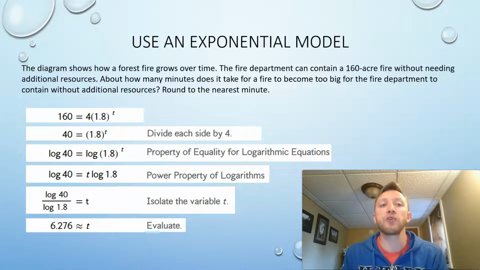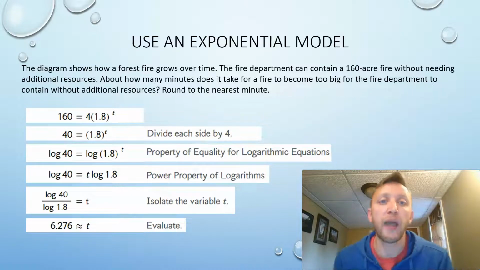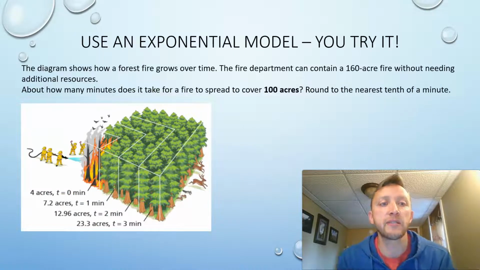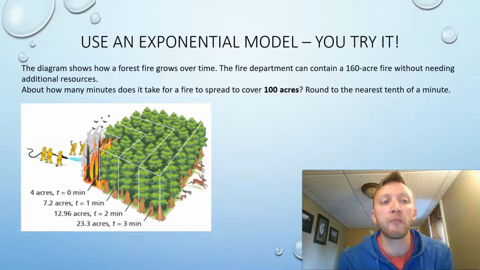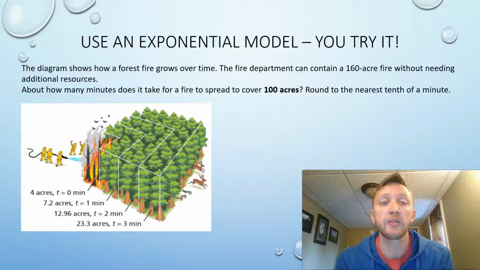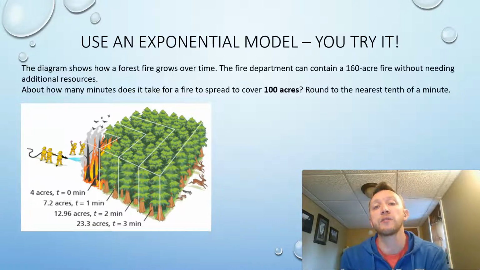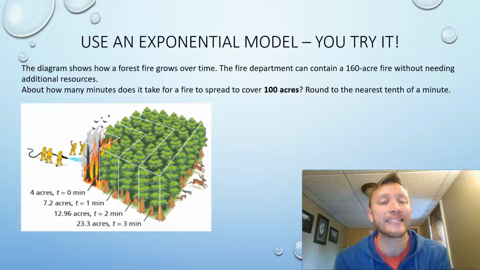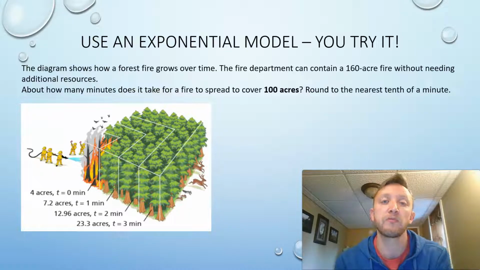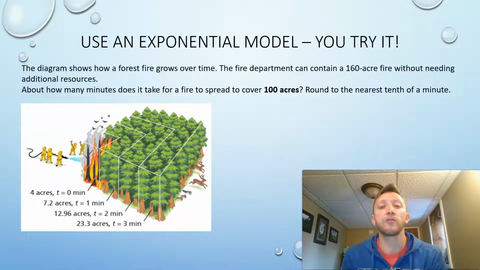So I want you guys to try one. So again, if you need to, go back and watch this example before trying this next one on your own. But this next one says everything's the same, okay? But we want to figure out about how many minutes it takes for a fire to spread to cover 100 acres. So this time, instead of 160 acres as our total amount, we're going to do the exact same problem, except with 100 acres. And this time it says round to the nearest tenth of a minute instead of rounding to the nearest minute. So only two differences there.